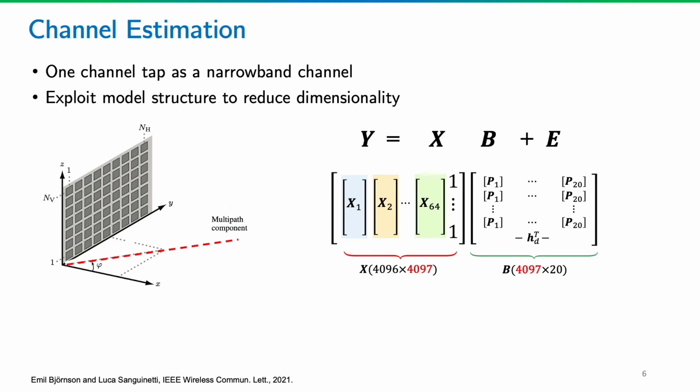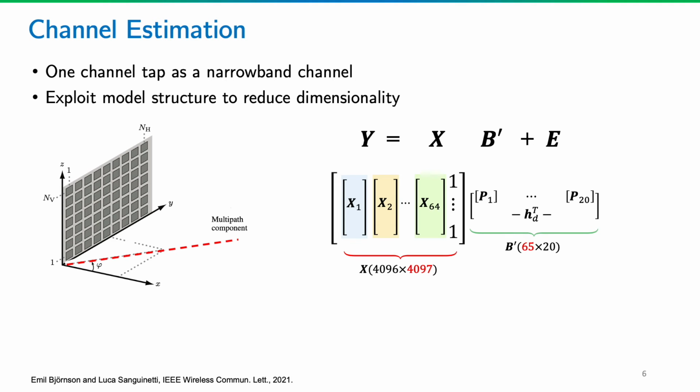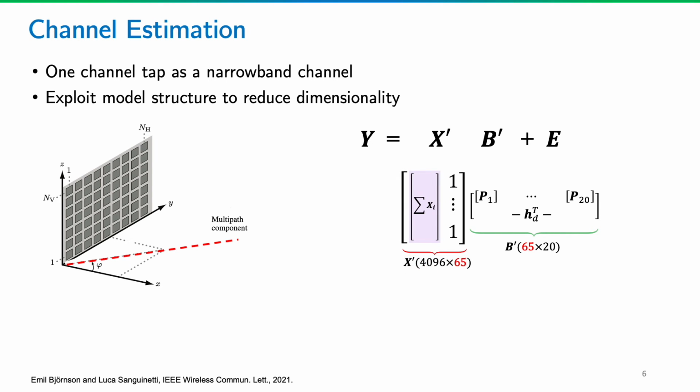Our inferences showed the necessity to reduce dimensionality. Therefore, we use these properties to reduce the dimensionality of P from having 4097 variables per tap to 65 variables per tap. Now we modify the rest of the terms accordingly, and we have a reduced dimensionality.